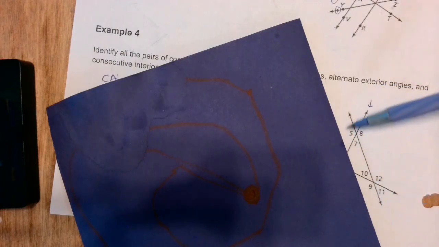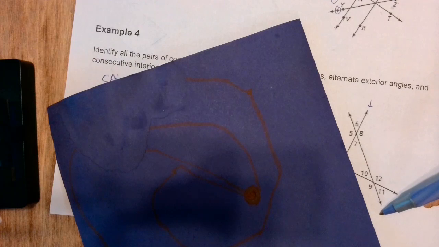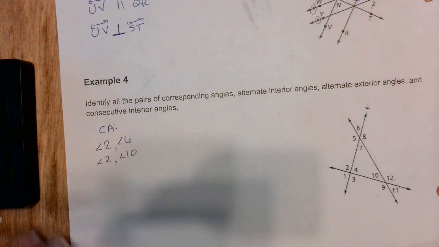Let's do the 6. Now this line here is the transversal. The 6 is to the right of the transversal, and it's kind of above the line. Maybe like on the top right of this group. What's on the top right of this group? To the right of the transversal and above the line is the 12. 6 corresponds to 12.